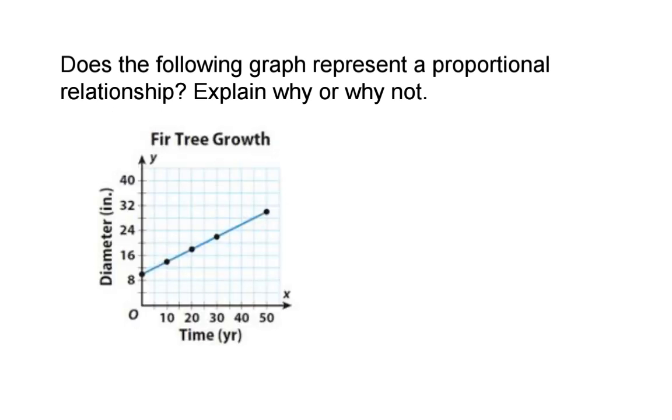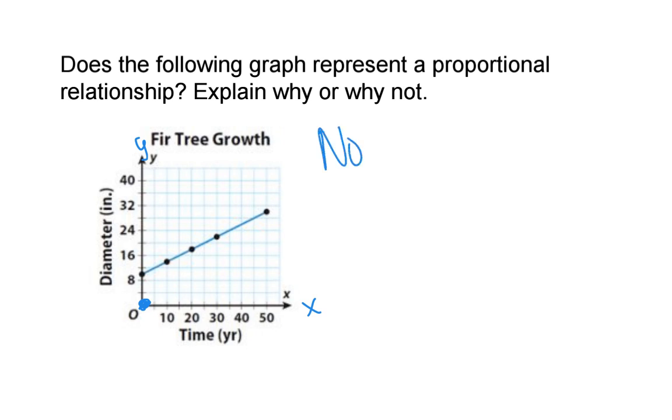All right, on to the next question. Does the following graph represent a proportional relationship? Explain why or why not. So the first thing we might want to check is, does the graph pass through the origin? Remember that origin is the point where the x and the y intersect. And in this case, it does not. The line does not go through the origin. And so my answer, therefore, has to be no.